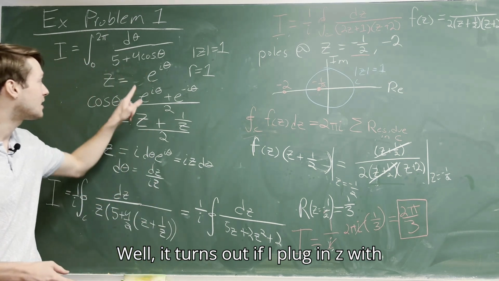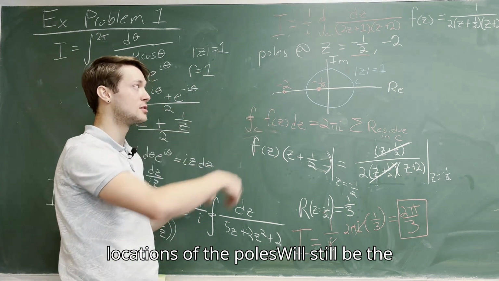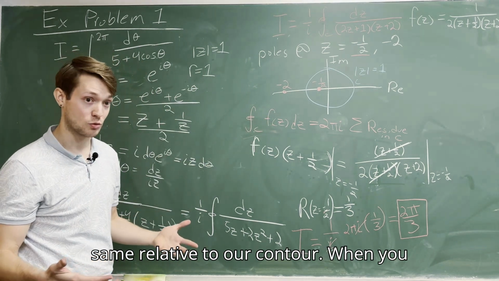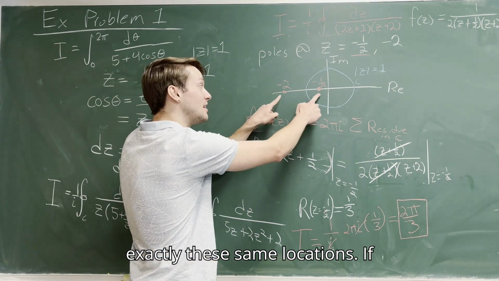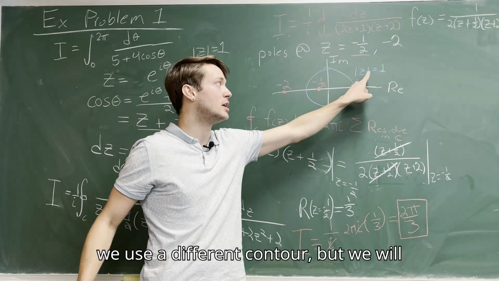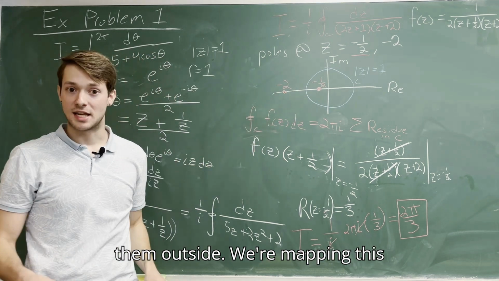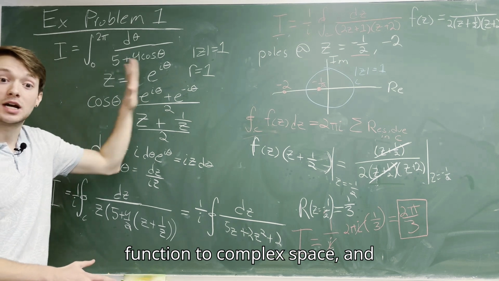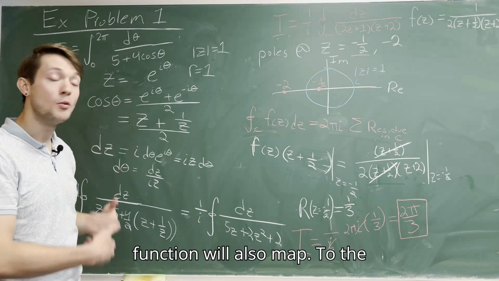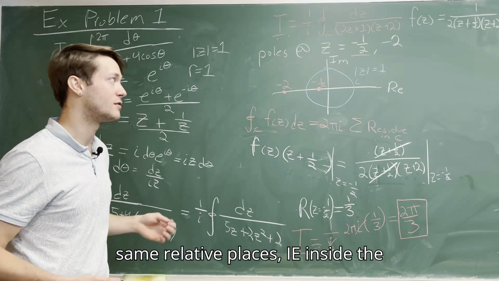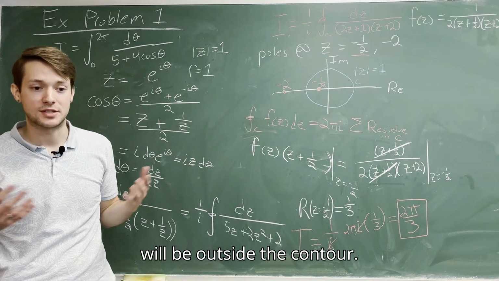Well, it turns out if I plug in z with some other fixed radius, the locations of the poles will still be the same relative to our contour. When you plug everything in and you find the poles, they will no longer be at exactly these same locations if we use a different contour, but we will still have one of them inside and one of them outside. We're mapping this function to complex space, and so the poles that are encoded within this function will also map to the same relative places, i.e. inside the contour for this one, and the other one will be outside the contour.